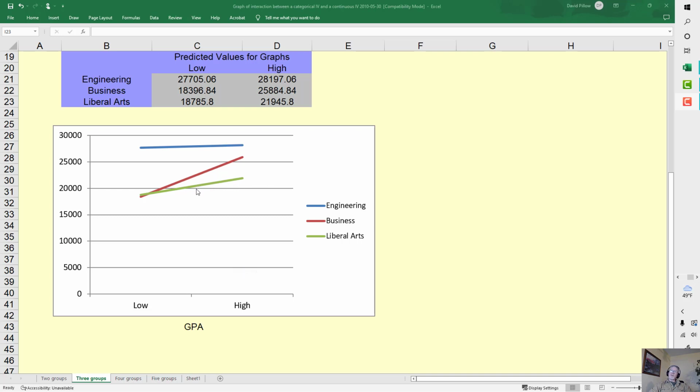So with the business majors, the higher the GPA, the higher the salary. So what we're going to do is look and see how we got this data, how we plotted it. I'm going to do that a couple of different ways.